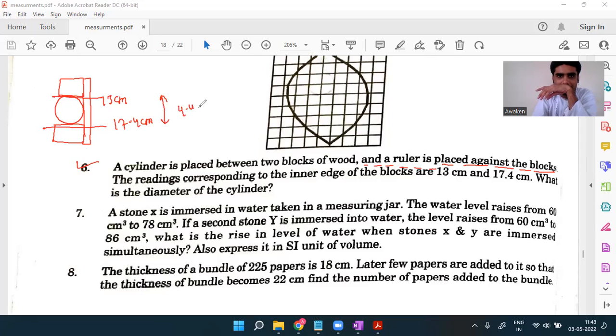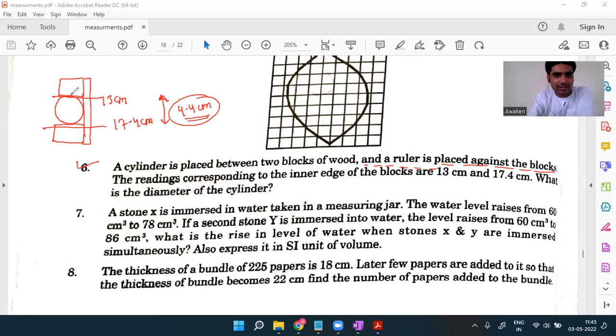I think it's very easy. It's 17.4 minus 13, which is 4.4. I want to check the answer first. Anyhow, if that is not the answer, then nothing else can be done to find the diameter. That has to be the answer. Yeah, it's 4.4. It's correct, because nothing else could be done. If two readings are given and you're supposed to find the diameter, logically nothing else can be done.